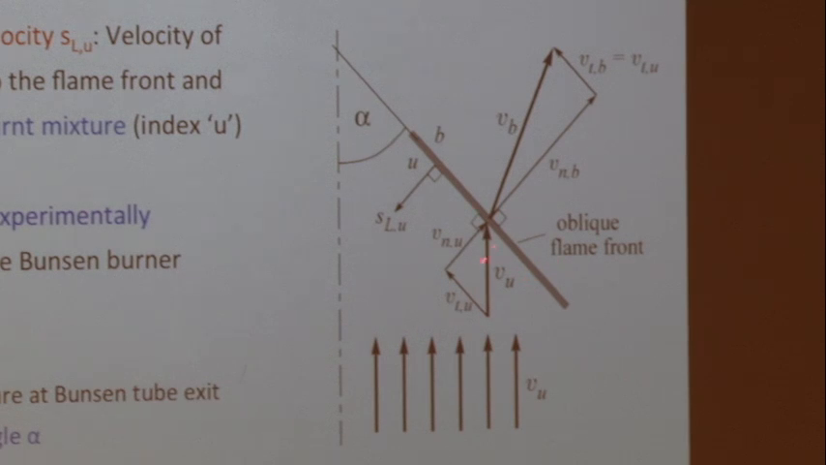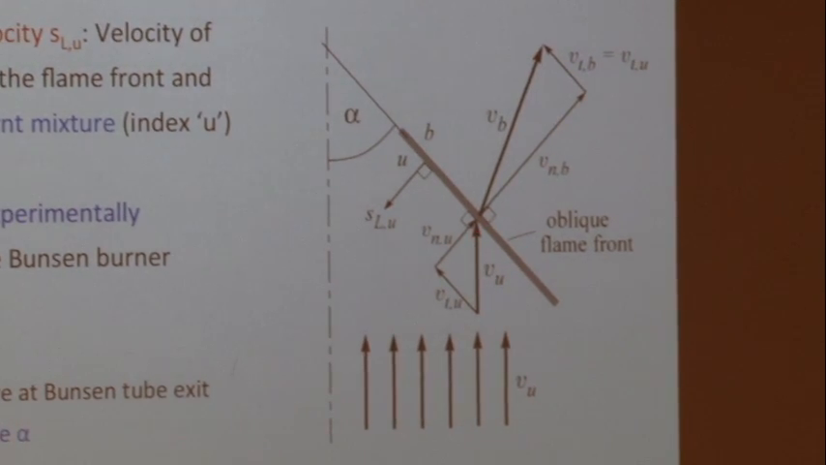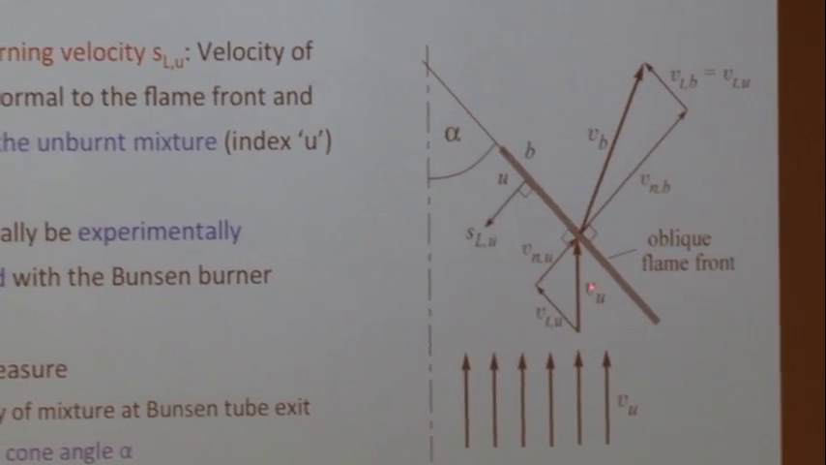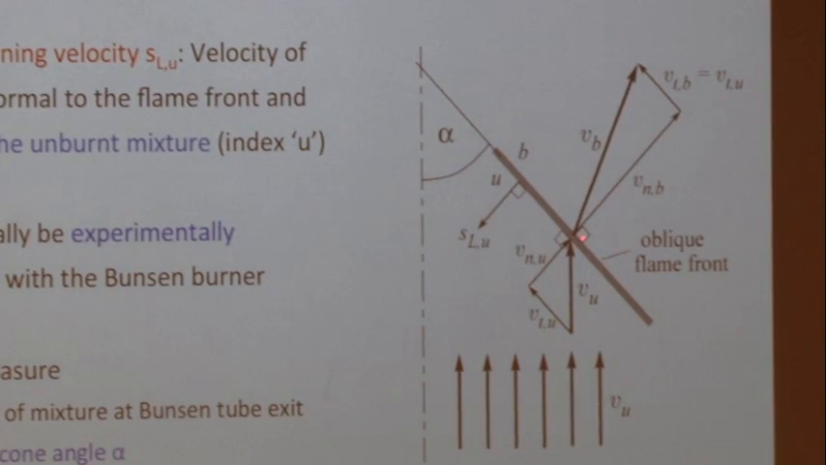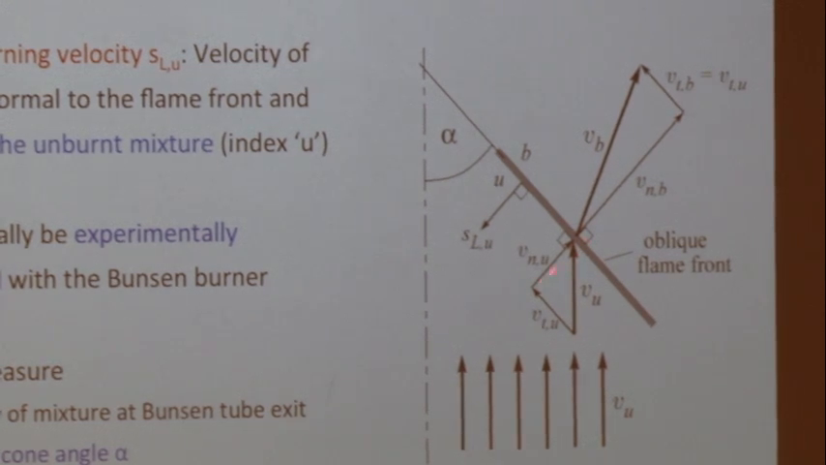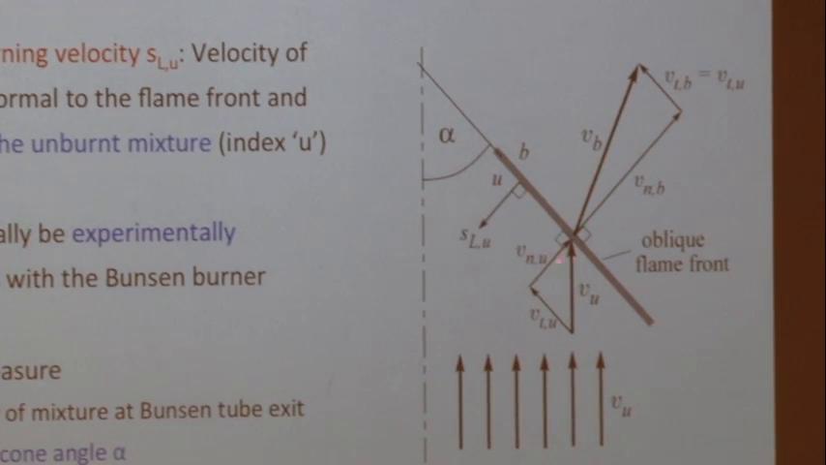And then through the flame, of course, you have a density change, and the flow will be accelerated. And so the velocity in the burned gas gets a little larger than in the unburned, and you have a tangential velocity here. The tangential velocity does not change. So the flow coming in is these two velocity vectors, and coming out, you get an acceleration of the normal component, but not of the tangential component. And that's why the streamlines are deflected through the flame.